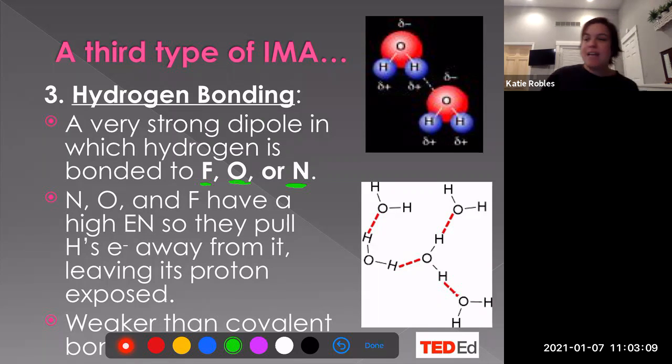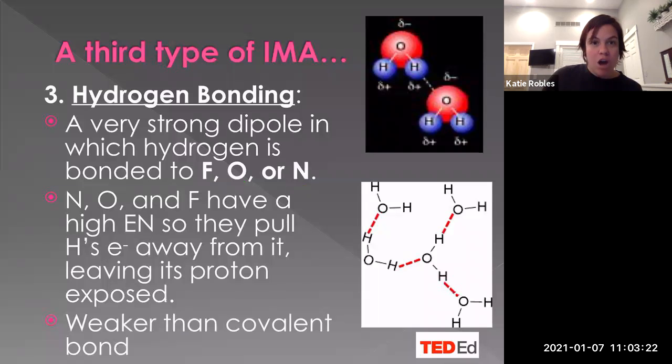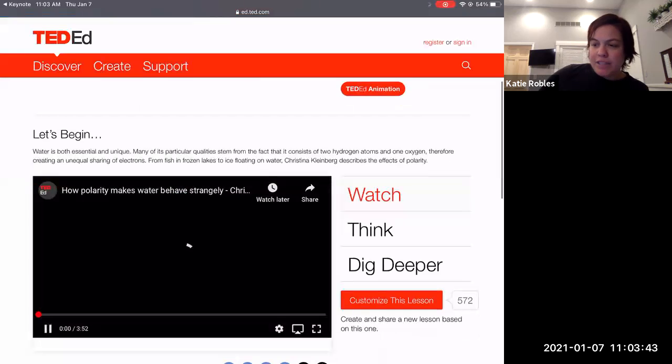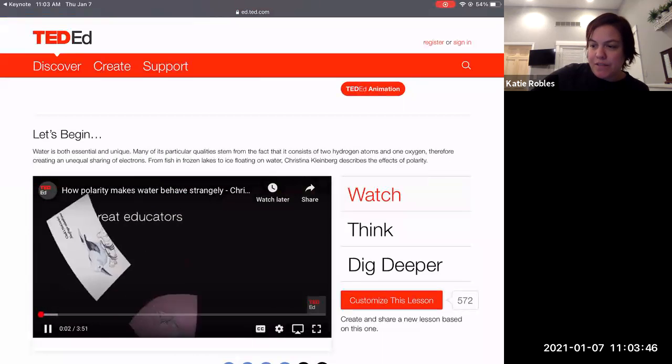The reason for this is that N, O, and F have such high electronegativity that they pull the hydrogen's electrons away, leaving its proton exposed. It's a really, really strong intermolecular attraction, but it's important to remember that it's still weaker than an actual covalent bond. In fact, I hate that they call it hydrogen bonding. It really irritates me. I wish they called it hydrogen forces or something. Now, this TED-Ed is the one that we already watched, and I want to show you a little piece of this.